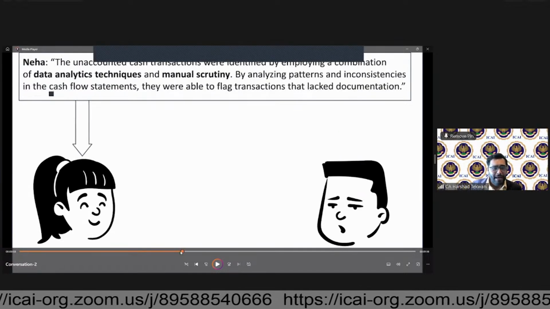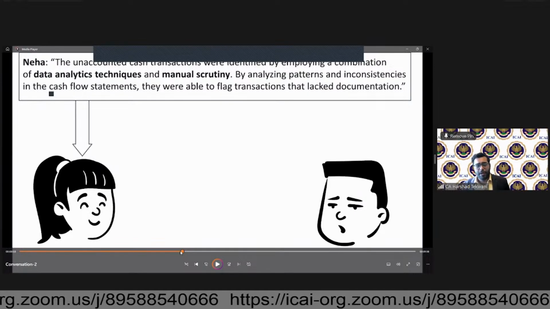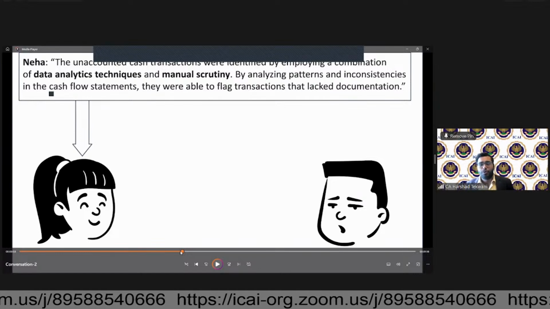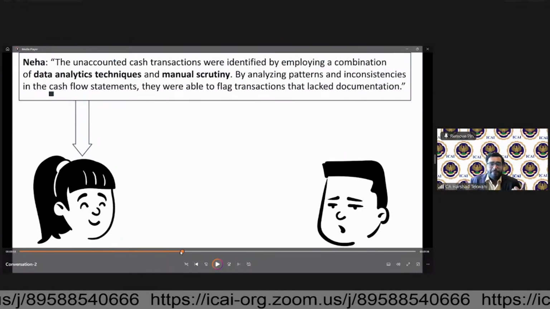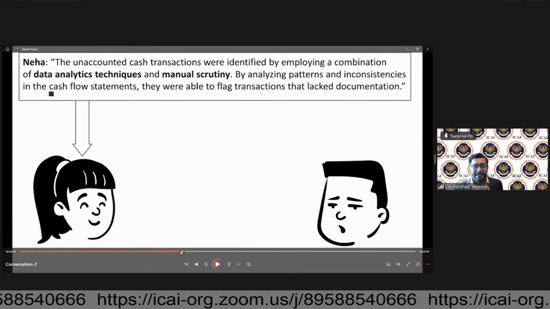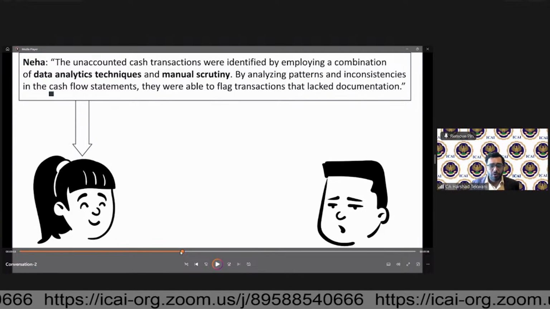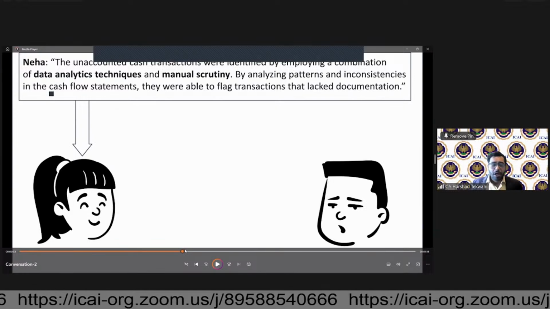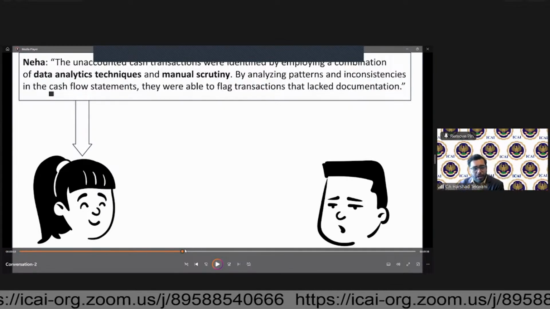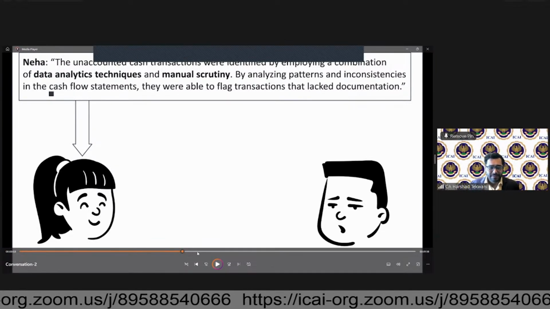Then the next part is data analytics techniques and manual scrutiny. They employed a combination of data analytics and manual scrutiny. This is the fourth step, where you analyze patterns and inconsistencies, perform data analytics, and do a detailed analysis of the scenario and of the evidence you have gathered. That is the fourth step in your forensic accounting engagement: doing the analysis.